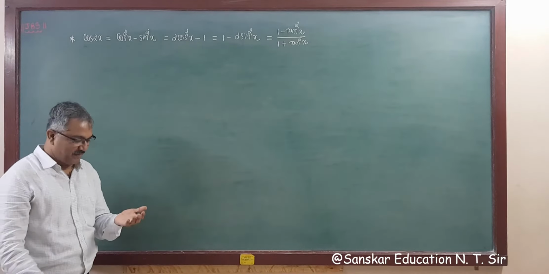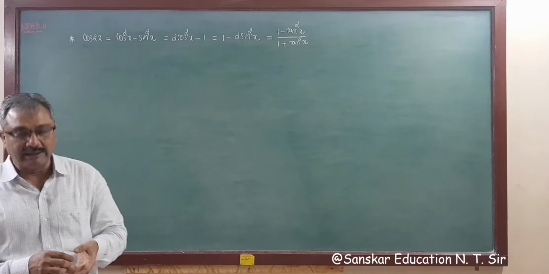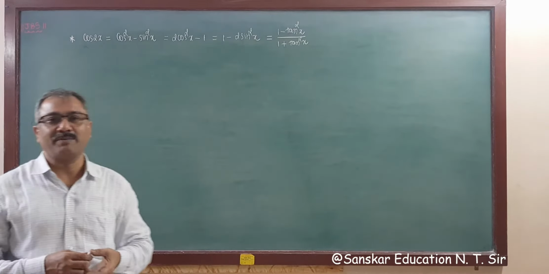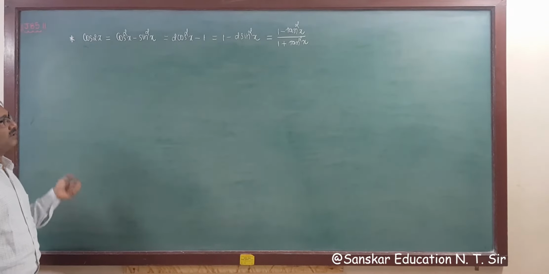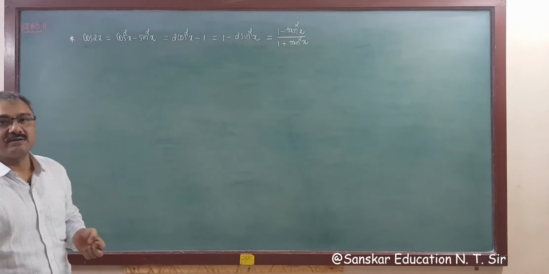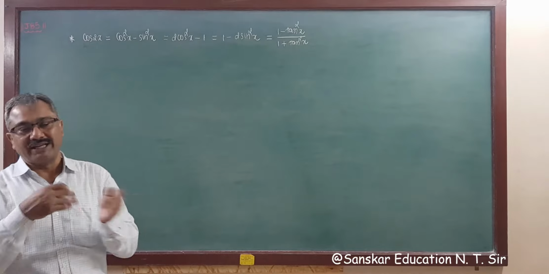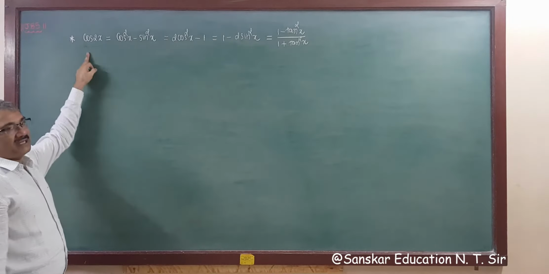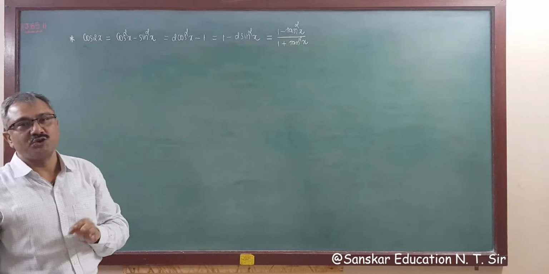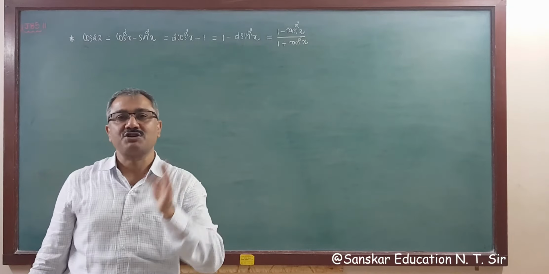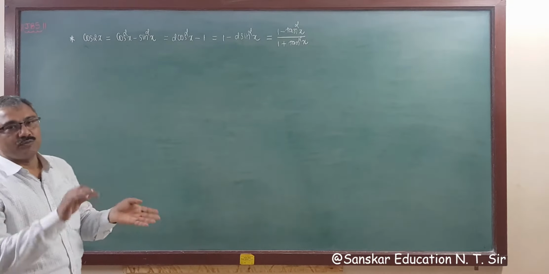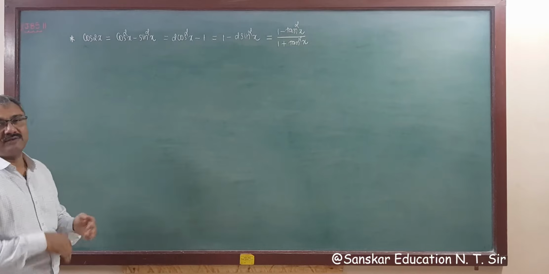Hello friends, today in this lecture we are going to learn another set of formulas, which is multiple angles, right? Means twice x, 3x: cos 2x, sin 2x, tan 2x, then sin 3x, cos 3x, tan 3x. So multiple and submultiple angle formulas we are going to learn.